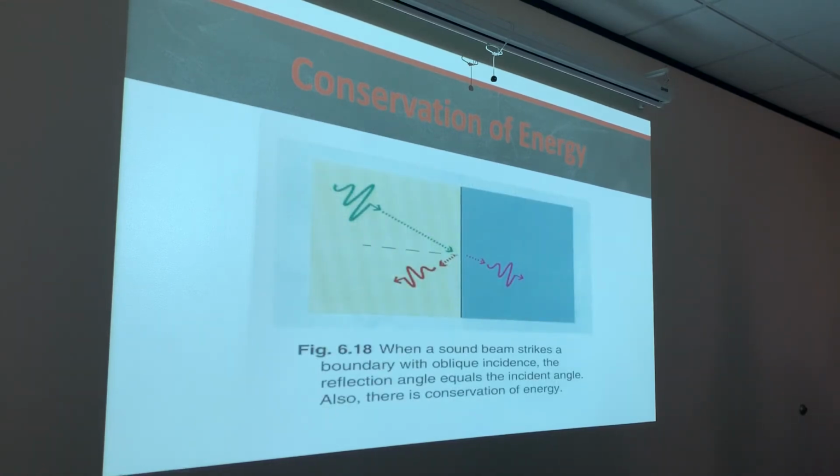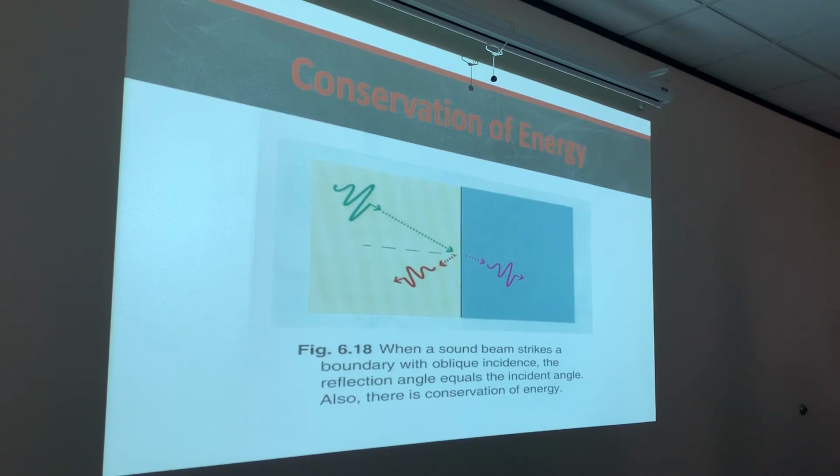This is the image they have in the book right there. When the sound beam strikes a boundary at oblique incidence, the reflection angle equals the incident angle. Here goes our boundary right there. Here's our initial beam right here, hitting our medium. The reflected angle is going to equal this angle right here. All right. Also, there is conservation of energy, meaning that this reflected intensity and this transmitted intensity are going to equal that initial intensity. Same thing, right?